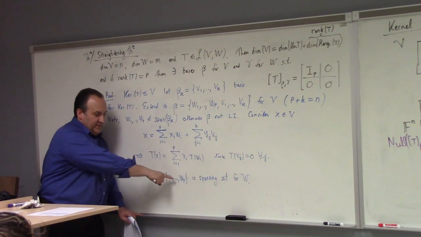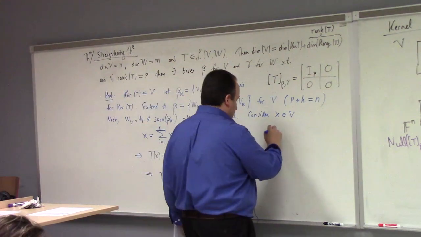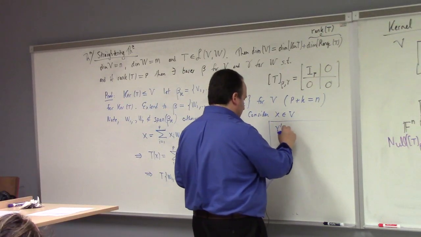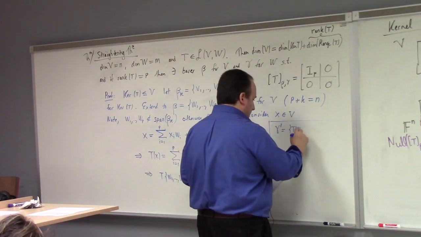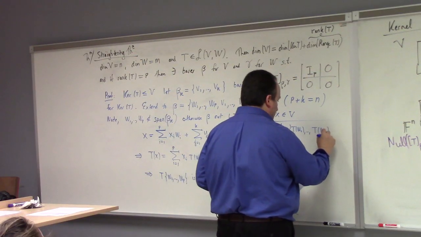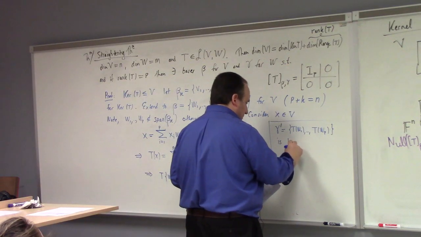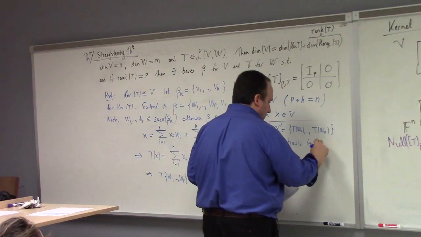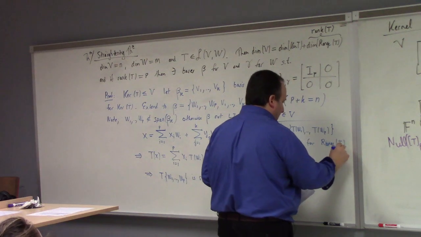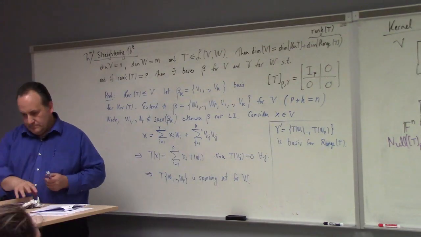So the image under T of these, namely T of W1. So what I'm trying to say is that basically gamma prime equal to T of W1 through T of WP is a basis for the range of T. I have not proved all of that yet. What have I not proved? Like what's missing from that?